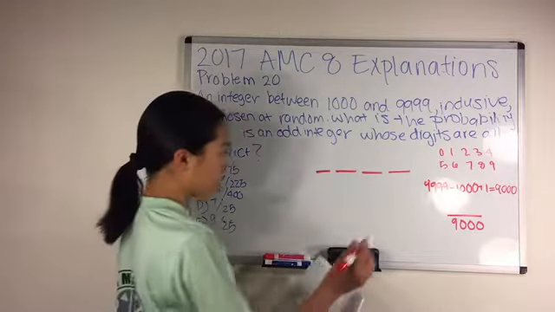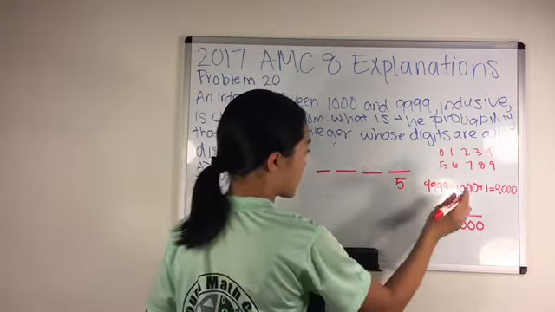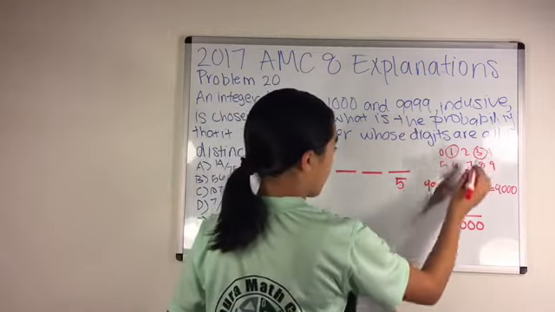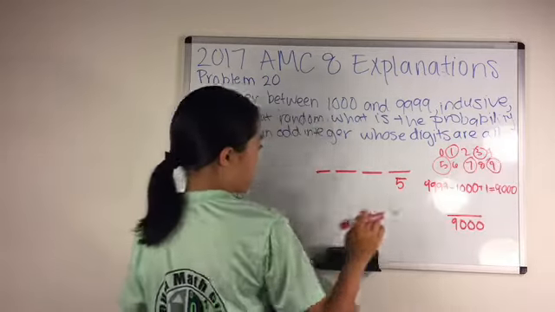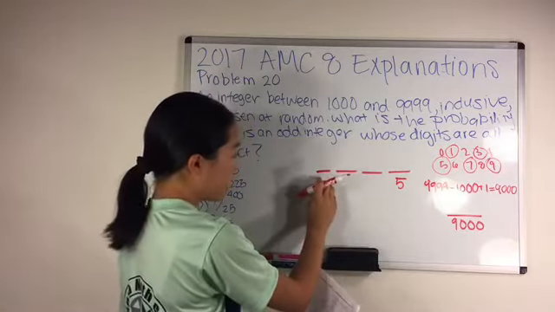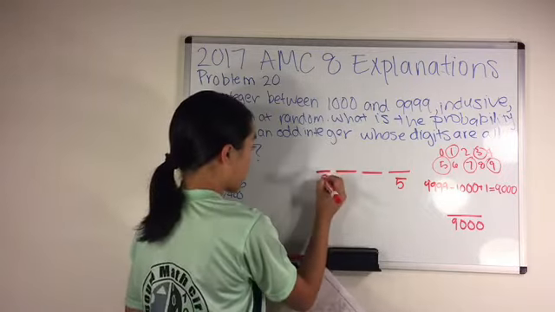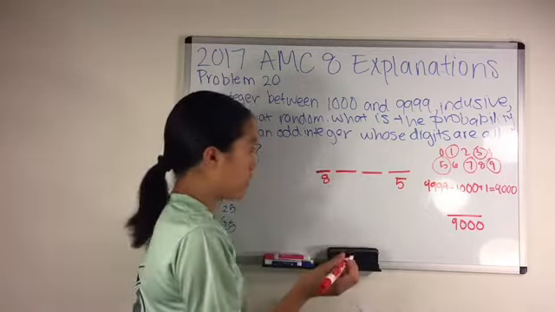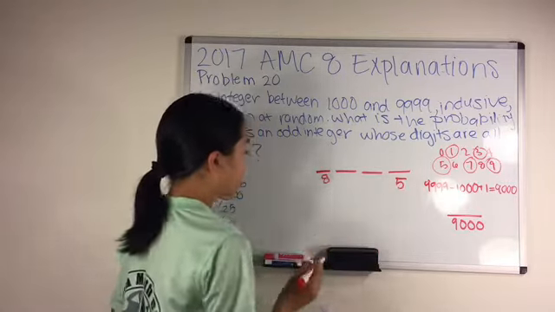So first of all, we start off with the units digit. The units digit only has 5 possibilities because there are only 5 odd numbers that can be put here. Now we go to the thousands place. So for the thousands place, there's only 8 possibilities because it can't be 0 and it can't be the number in the units digit. So that's 8.